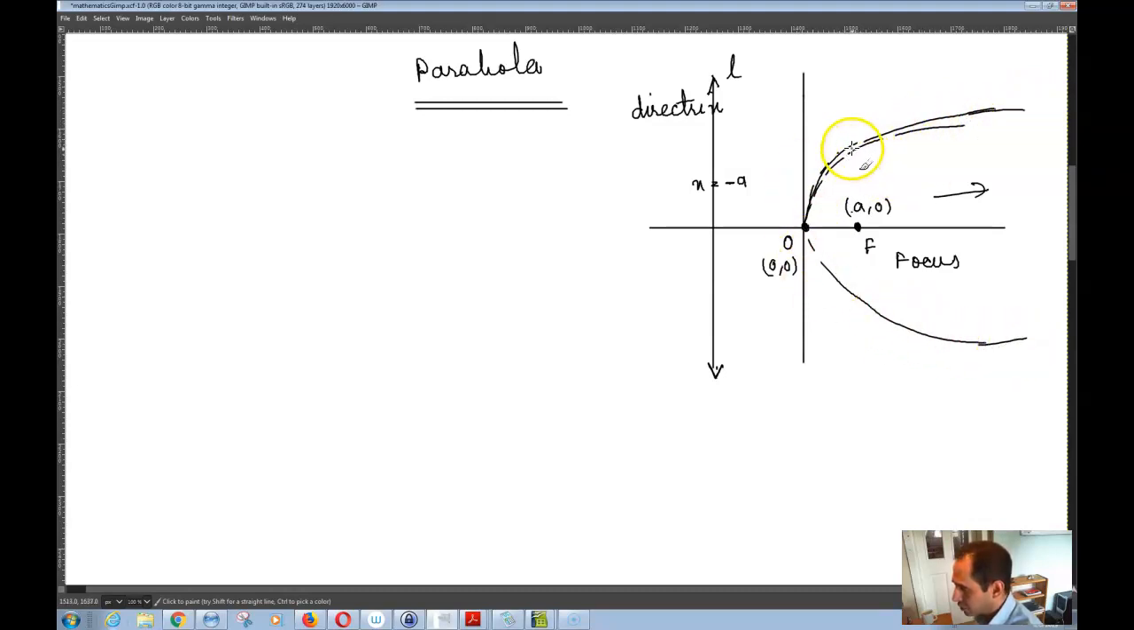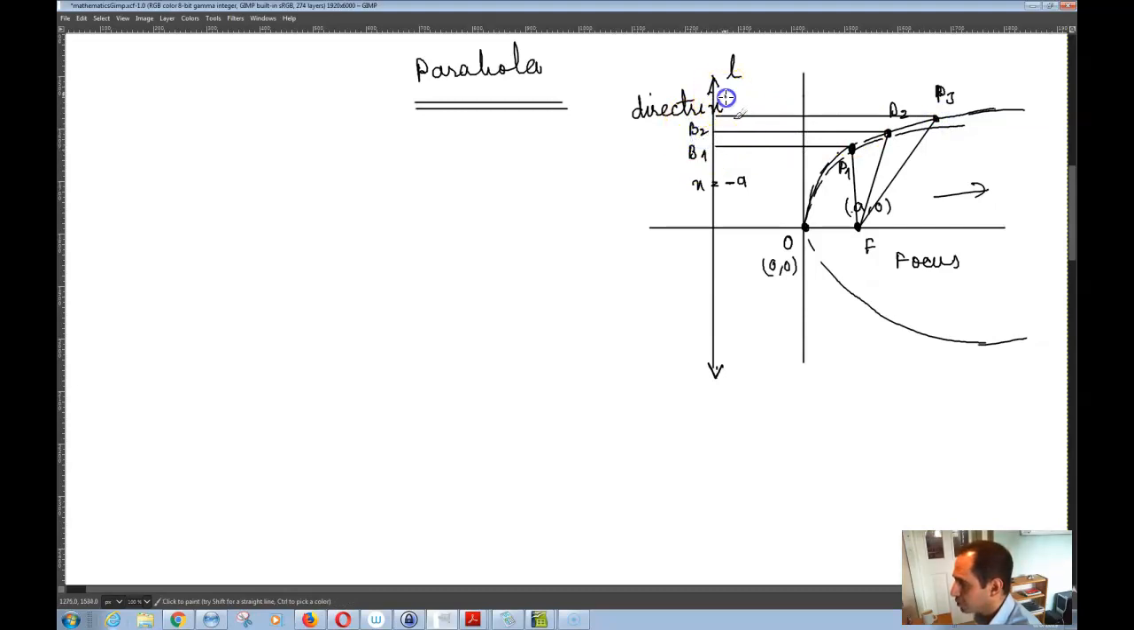you can define a conic section called a parabola in such a way that every point you pick on this parabola has the distance between it and the focus equal to its perpendicular distance from the directrix. If you have another point over here, this distance is equal to this perpendicular distance, and so on and so forth. If I take this as P1, this as P2, and this as P3, then this distance is equal to this distance over here.